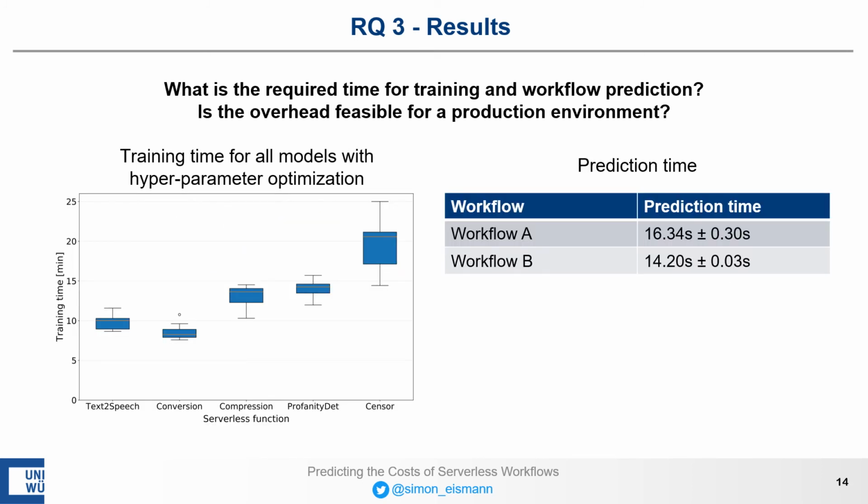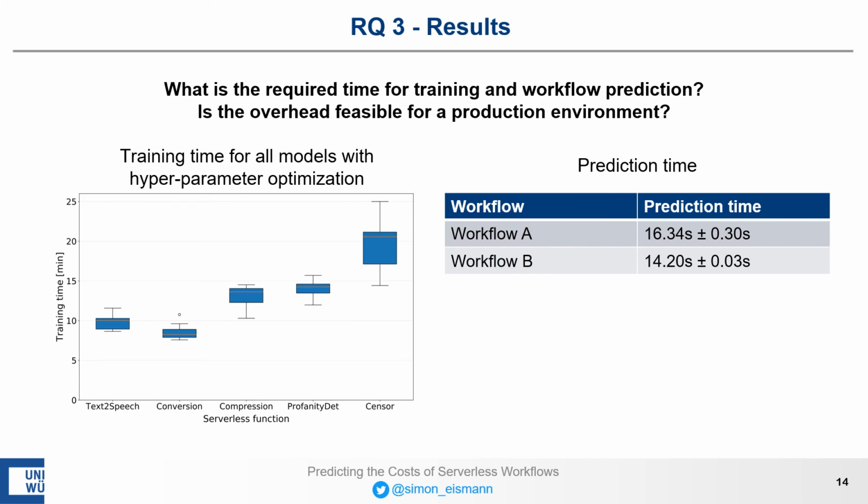The third question we wanted to investigate is what's the required time for training and workflow prediction? Okay, now that we know that we can actually accurately predict the costs, we want to see if the runtime requirements are actually feasible. On the left, we can see the training time for all models with the hyperparameter optimization turned on. So this means training 10 models for each function.